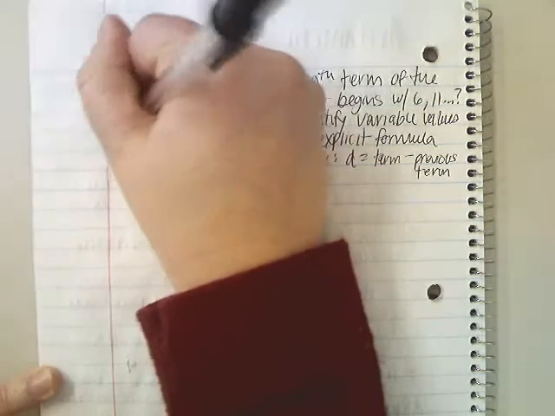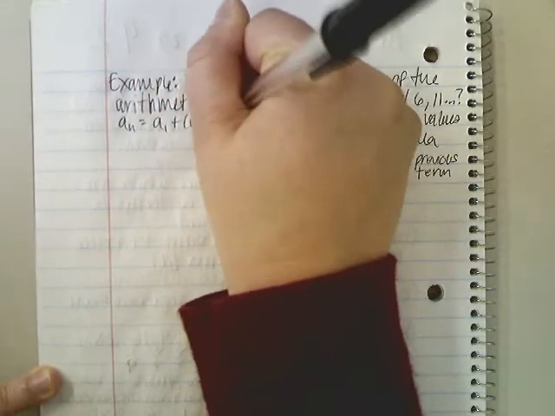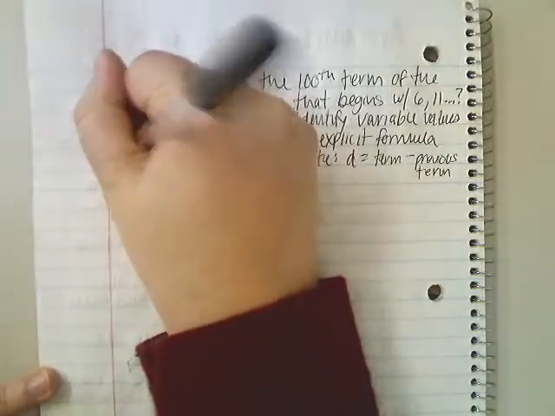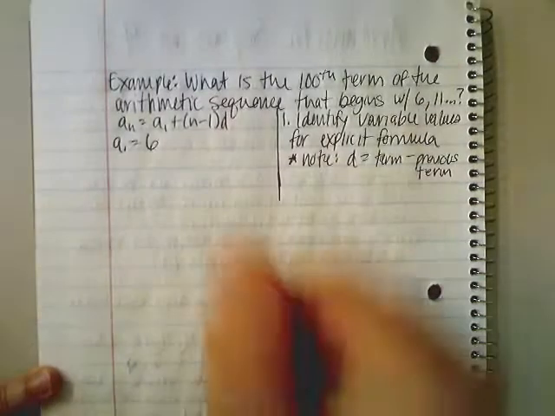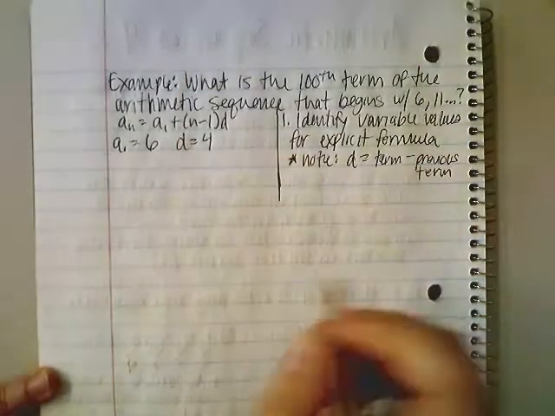So I'm going to rewrite our explicit formula just so we can have it here to reference. So that's our explicit formula. I know that my first term, A1, is equal to 6. As we said, our common difference is 4, or 11 minus 6, which is 4.